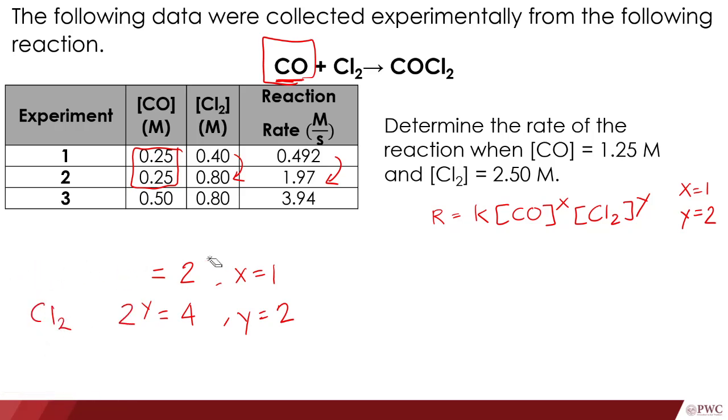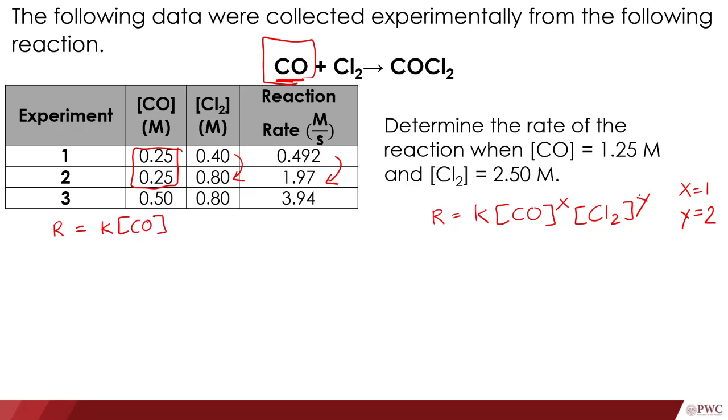So let's solve that one. Okay, so to find the constant, we need to use the rate law. Again, that's R, the rate is equal to constant, then the concentration of CO raised to the power of, in this case, x is equal to 1 because this is first order. And then we have the concentration of Cl2 raised to the power of 2 because this one is second order.